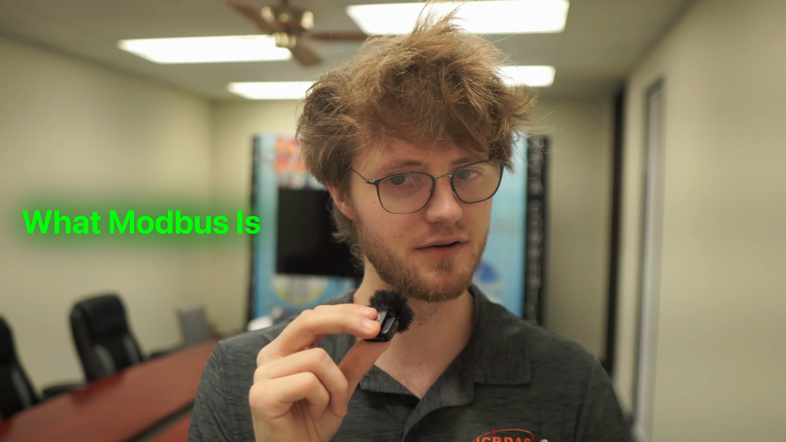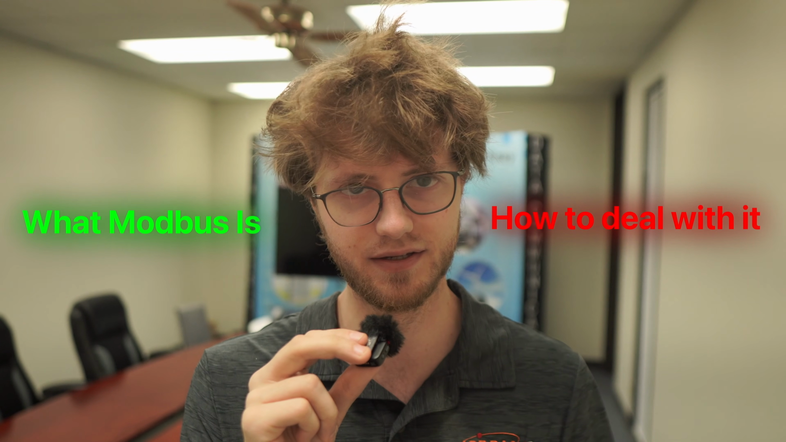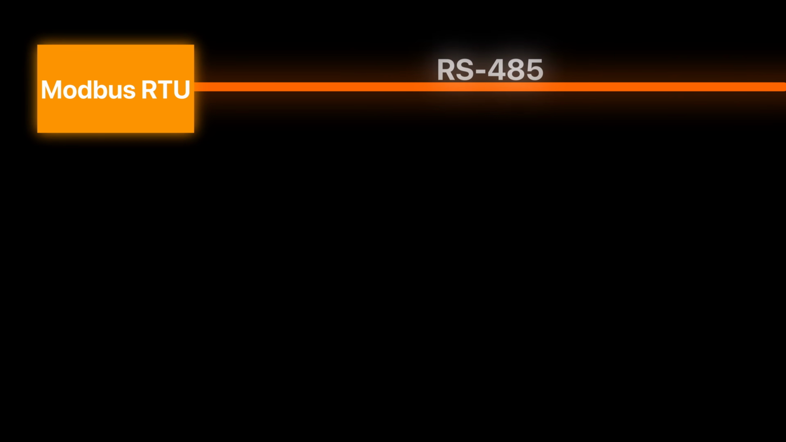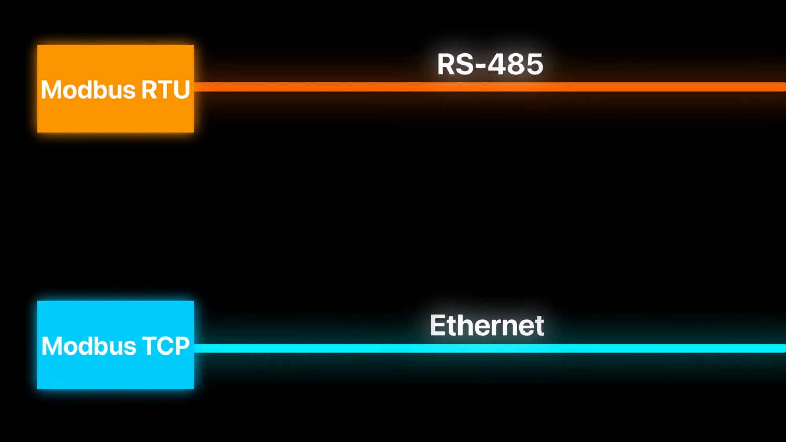Now, here's the part you'll actually run into on the job, because knowing what Modbus is and knowing how to deal with it in a real installation are two very different things. So Modbus comes in two different versions. Modbus RTU, which runs over serial wiring like RS-485, and Modbus TCP, which runs over standard Ethernet. The protocol works the same way in both of them, but a lot of facilities have older equipment running Modbus RTU that needs to talk to a newer Ethernet-based system.